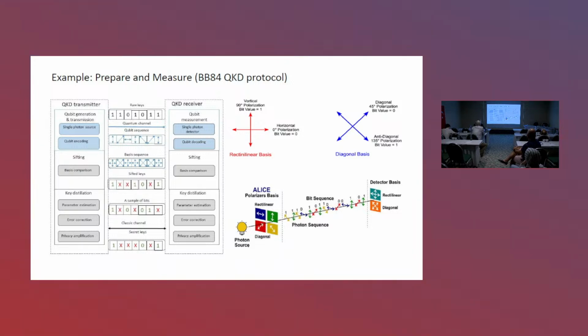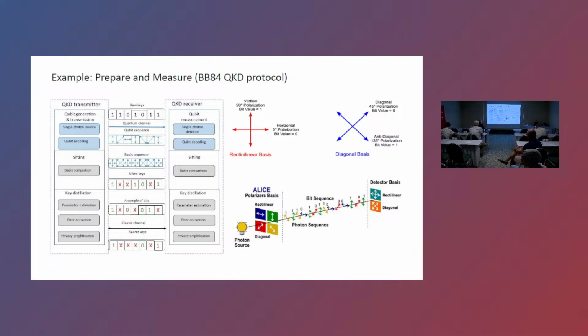And then there is the sifting stage where Alice and Bob announce both the encoding basis and measurement basis that they have used. If the encoding basis and the measurement basis match, they select those bits. If they don't match, they discard. Again, there is some loss. In each stage there is loss of the actual raw keys that have been generated.